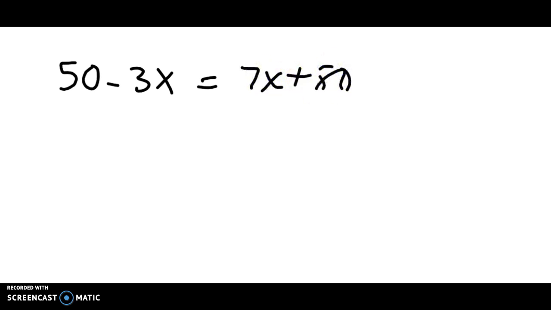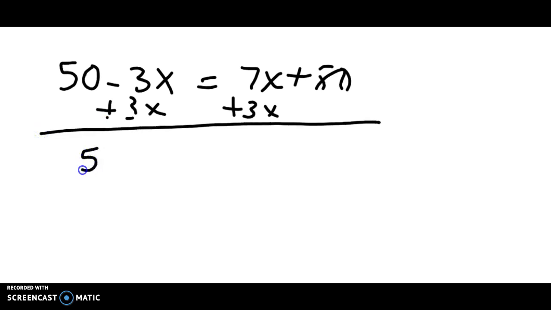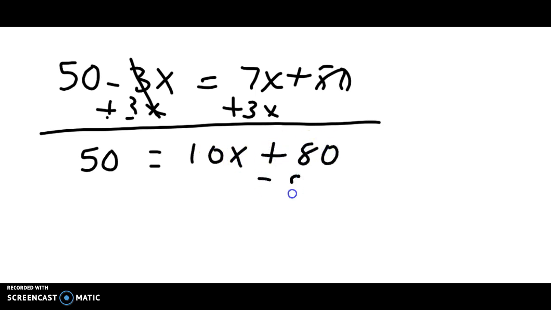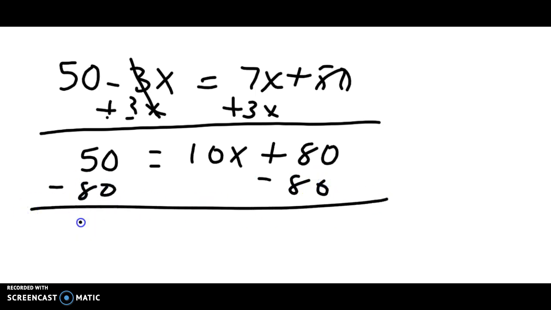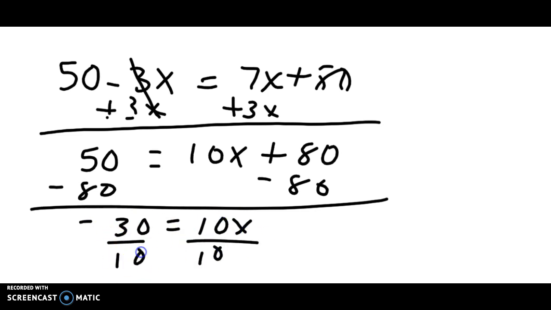Okay, variables on one side, so let's add 3x. 50, cancel out. 10x plus 80, subtract 80. Negative 30. Divide by 10. X equals negative 3. Okay, let's go to number 7.